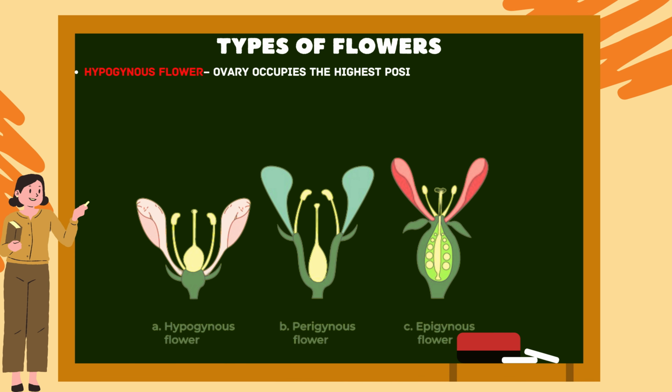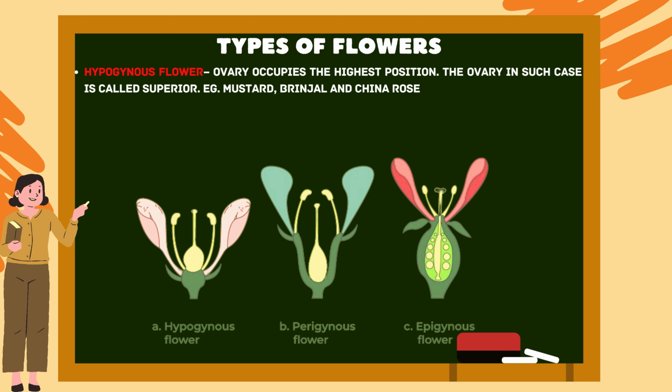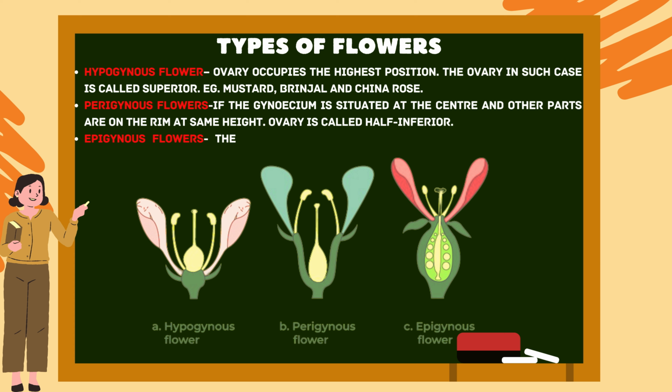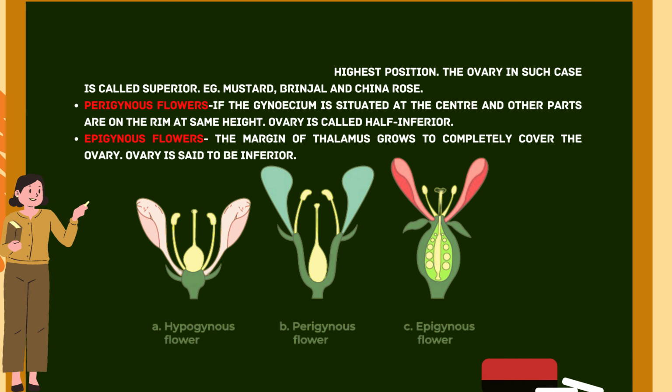Hypogynous flower: the ovary occupies the highest position. The ovary in such a case is called superior. Examples are mustard, brinjal and china rose. Perigynous flower: if the gynoecium is situated at the center and the other parts are on the rim at the same height, the ovary is called half inferior. Epigynous flower: the margin of the thalamus grows to completely cover the ovary. The ovary is said to be inferior.